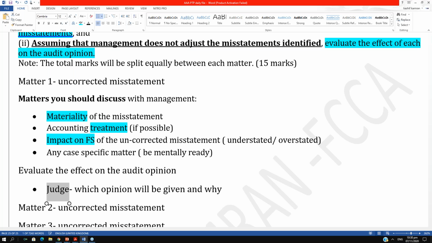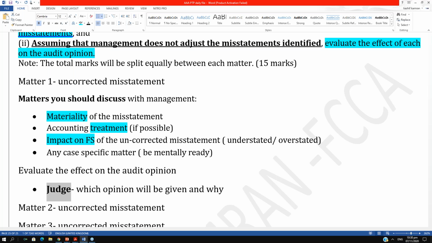So is everyone clear of the breakdown? Is everyone clear about matters you should discuss with management? In a reporting question, if the examiner asks for matters you should discuss with management, will you know the breakdown? And I have already made you clear about effect on the audit opinion, right? You should know the difference between effect on audit opinion, effect on audit report, and effect on the financial statement. I hope you're mentally clear with that.